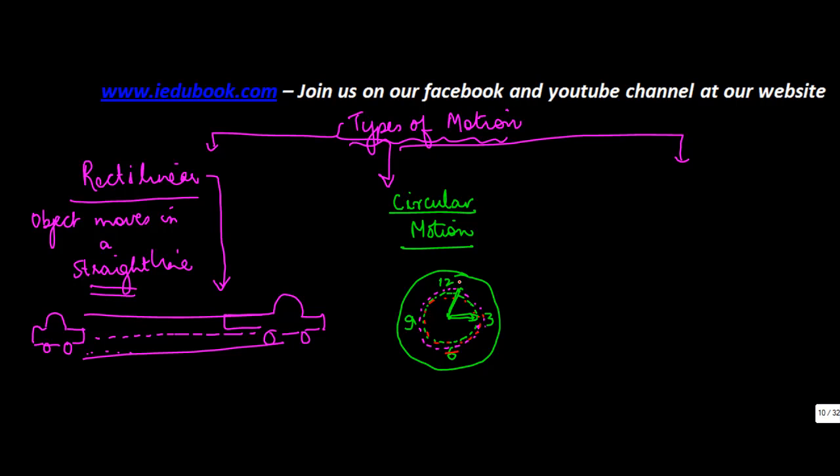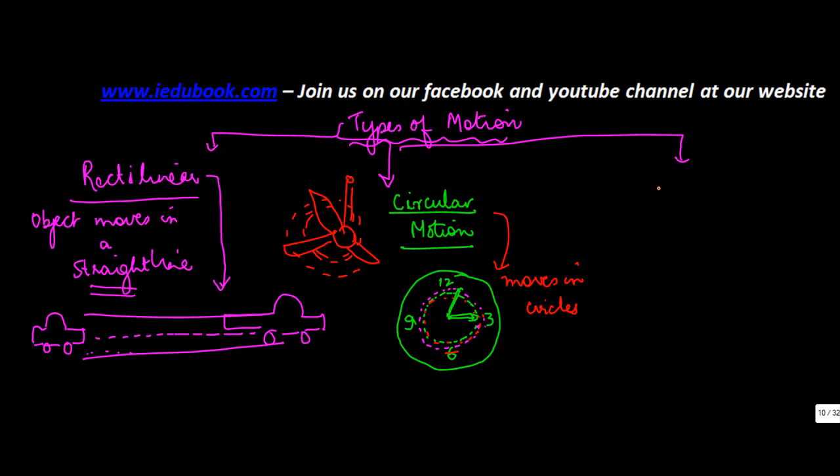So when an object moves in a circular direction, it is said to be in circular motion. Moves in circles, you can say. So this is known as circular motion. Some other example could be the blades of a fan. I mean, you've seen fans, right? It has three blades. These will keep on moving just like this, just like this, in circles.